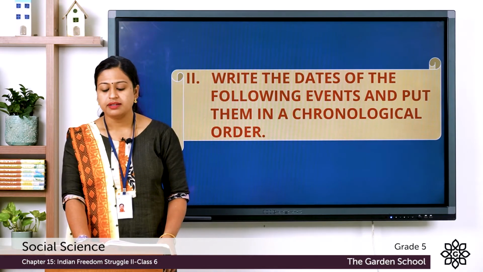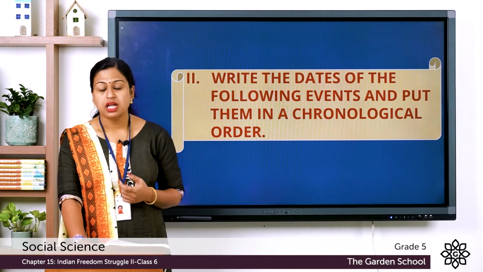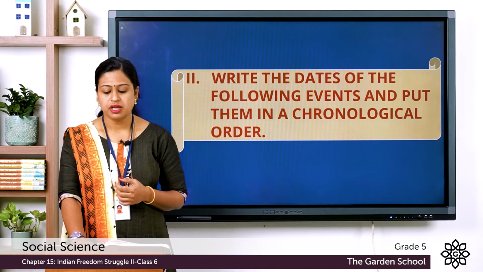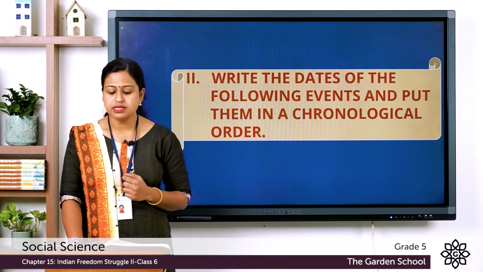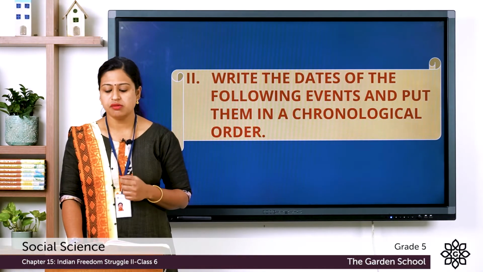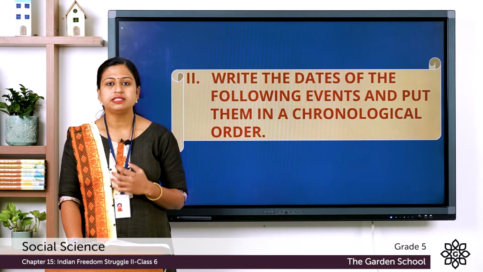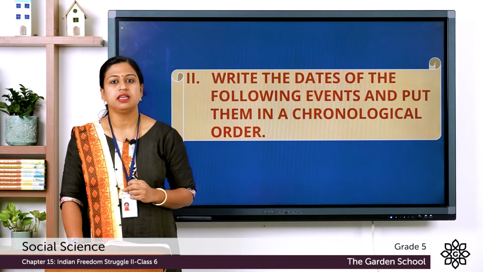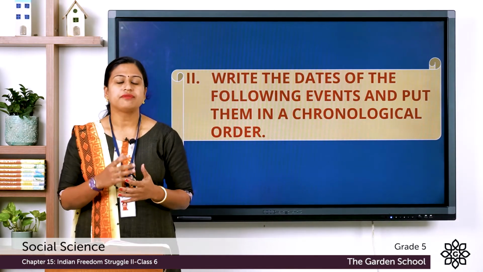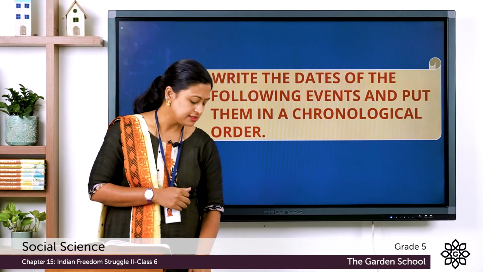Second one is dash, beginning of the non-cooperation movement. Third one is dash, beginning of the civil disobedience movement. Fourth one is dash, the Quit India movement. The last one, fifth, is dash, the Rowlatt Act. So you have to mention the correct year of these events. After that you have to arrange them in proper order. Now let's see the answers.